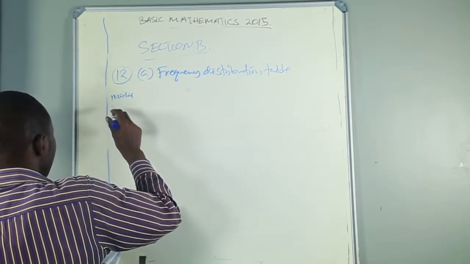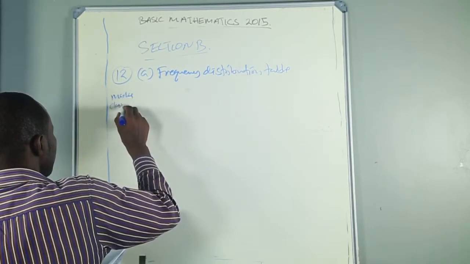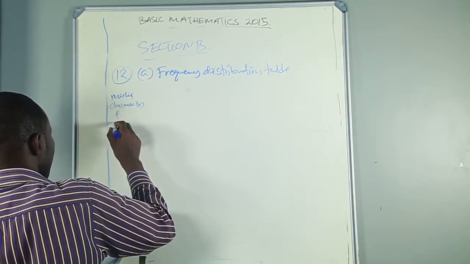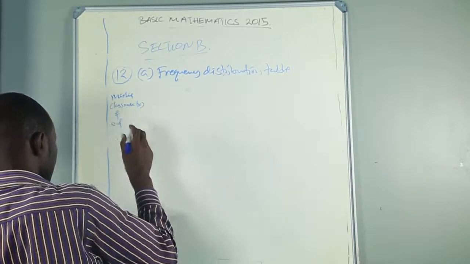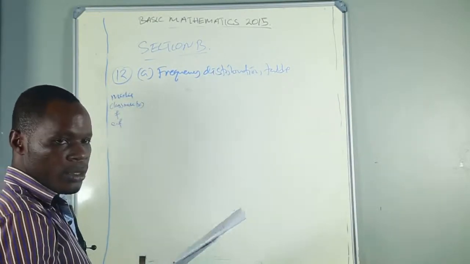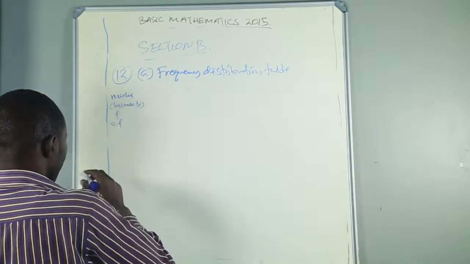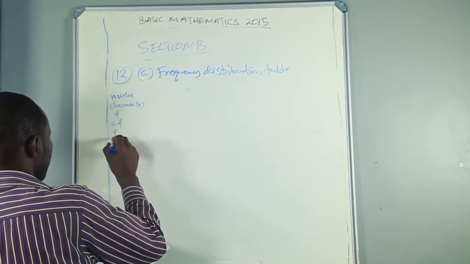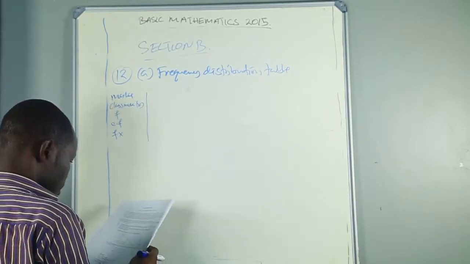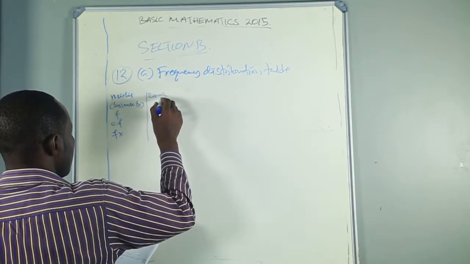So we have marks, then we have the class mark which is x, we have f, frequency, then cumulative frequency. Because in part C we are required to draw the ogive. Then we have the product fx. Class interval starting is 24 to 29.